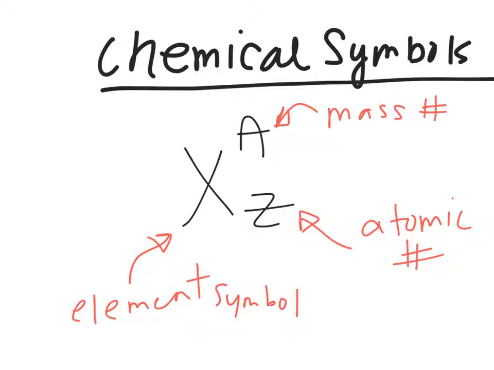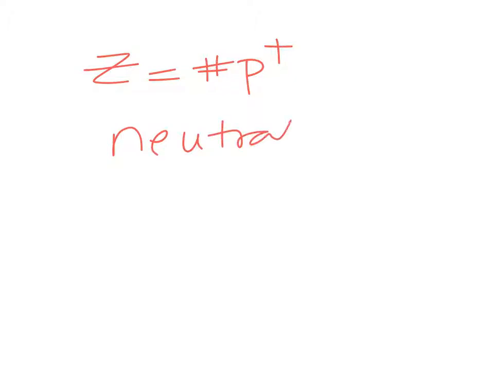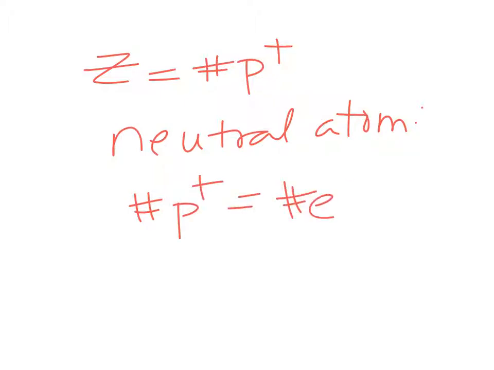So let's look at a little more detail as to what the mass number and the atomic number are. So first of all, the atomic number Z is equal to the number of protons in that particular atom or that particular element. And for a regular old plain old element, or an atom of that element, which is neutral, we know that the number of protons must be equal to the number of electrons. So the atomic number for an atom tells us the number of protons and the number of electrons.